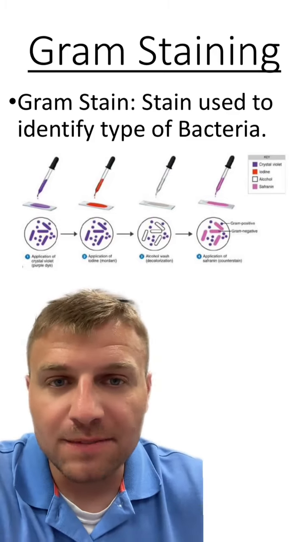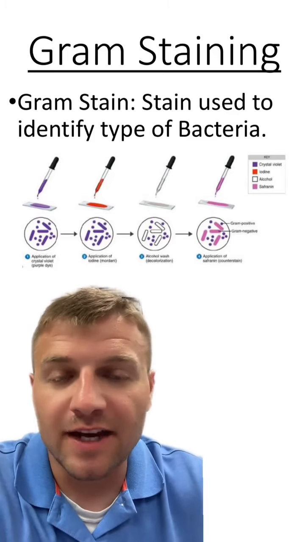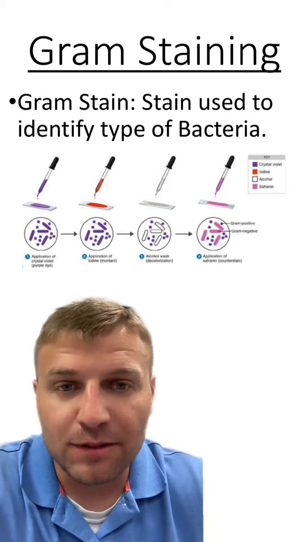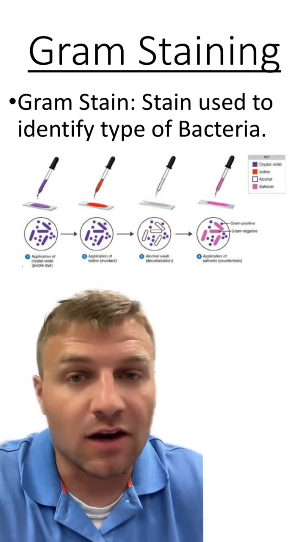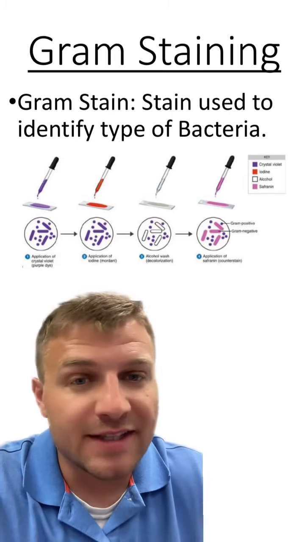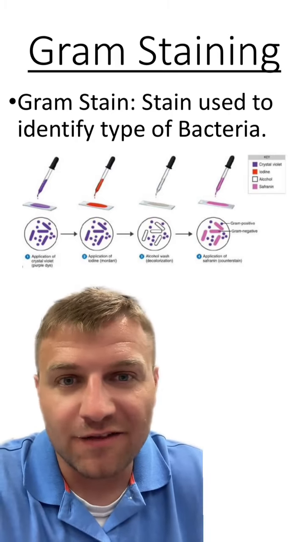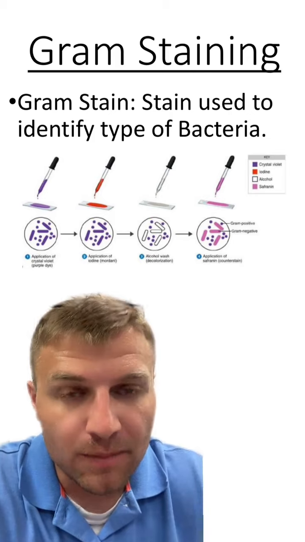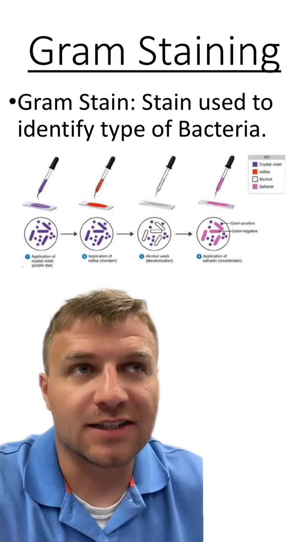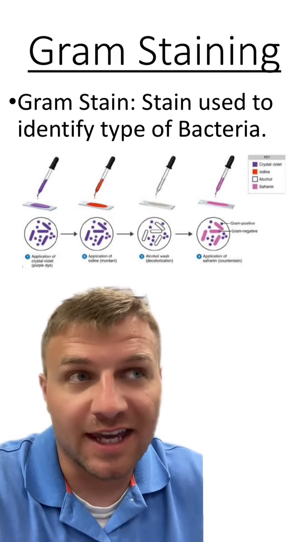So basically, gram staining is just another way that we can identify types of bacteria using different lab procedures. Because when we find bacteria, say on a lab bench, and we don't know what it is, we have to identify it. And it's not that easy to identify bacteria because it's so small. So we use these gram staining techniques to kind of get us started into identifying a strain of bacteria.